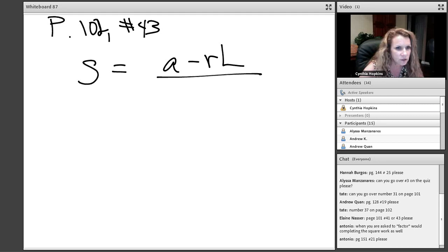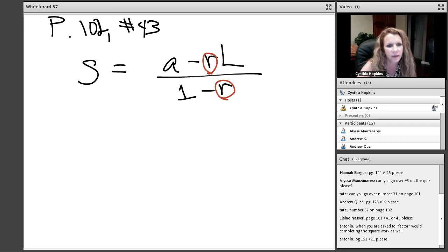Okay, let me do 43 now. So we have S equals little a minus r times capital L all over 1. I'm going to write my 1 like this so it doesn't look like an L, minus r. And they are asking me to solve for r. Oh, there's an r here and an r here. Hey, this would be fair game on the test. You've been warned. There will be a problem that has these formula type things with the variable you're solving for in 2 different places.